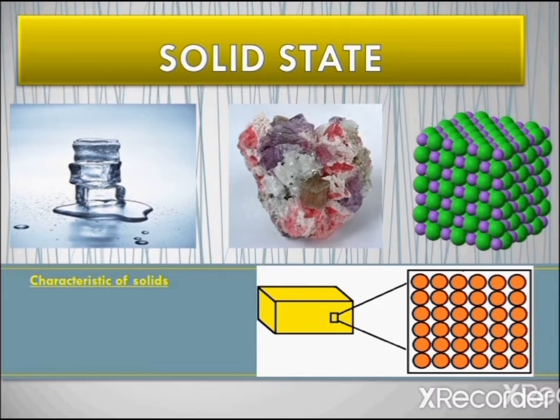Solid state. If we look around us, we will find that most of the substances exist in solid form, like table, chair, bottle, car, mobile, etc. Even water, which is a liquid, can also exist in solid form like ice. Most of the mineral substances which are present in our earth crust are solid in nature.